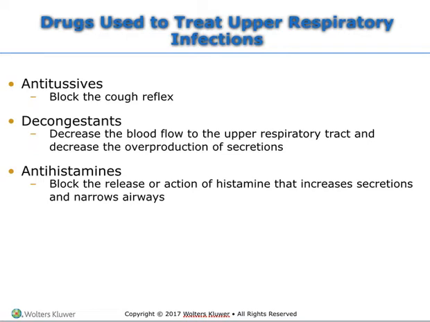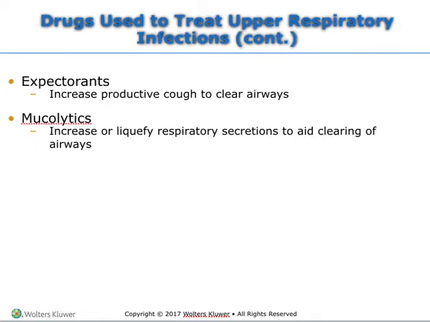We've got decongestants. That helps decrease the production of secretions. We've got antihistamines that block histamine. And if it's histamine that is driving the secretions, by blocking that, it will decrease the secretions. Then we've got expectorants. That helps move secretions when you cough out of the airway to clear the airways. And then mucolytics, those liquefy respiratory secretions so that it's easier for them to cough out.